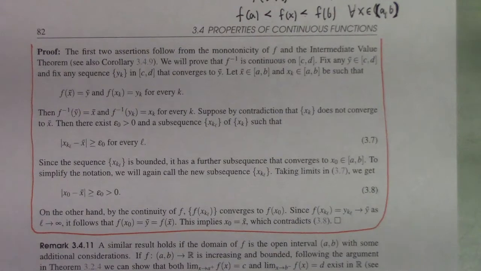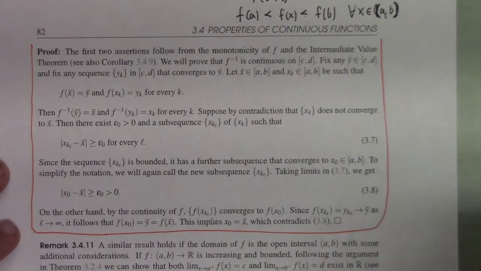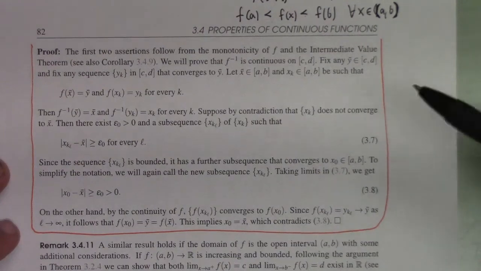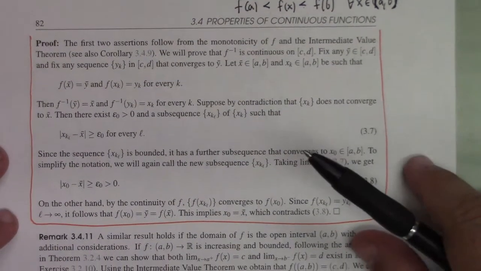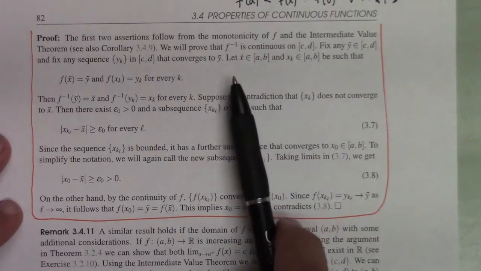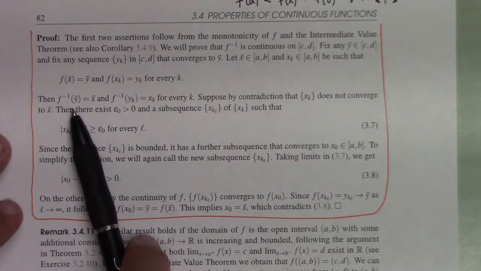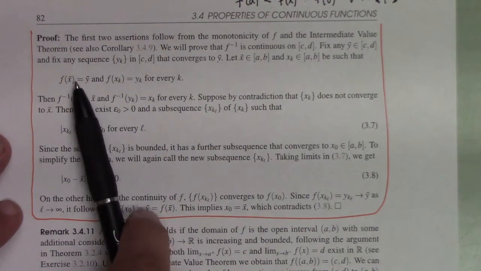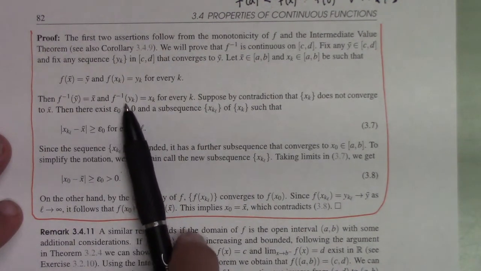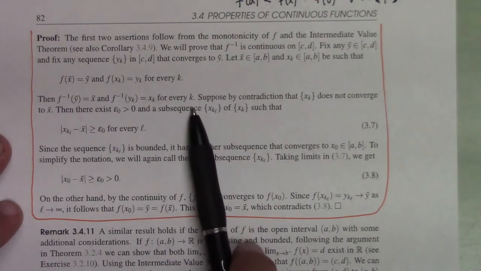And since it's 1-to-1, we can find the inverse. And so that's the first sentence here. Now he's setting out to prove that the inverse is continuous. That's what remains to show here. So we got f inverse of y bar is equal to x bar by the definition of the inverse. And likewise, the inverse image of yk is xk.